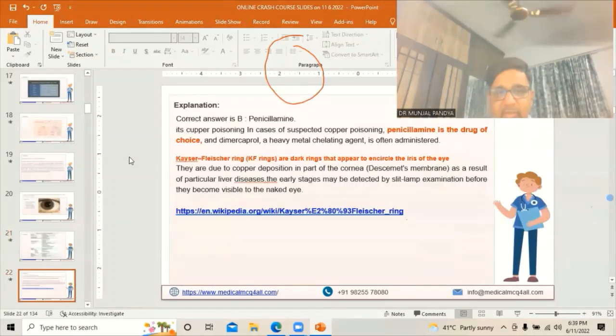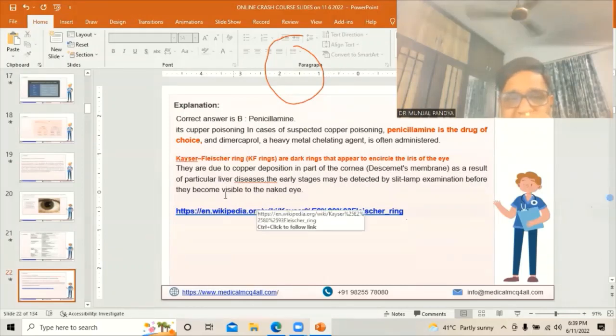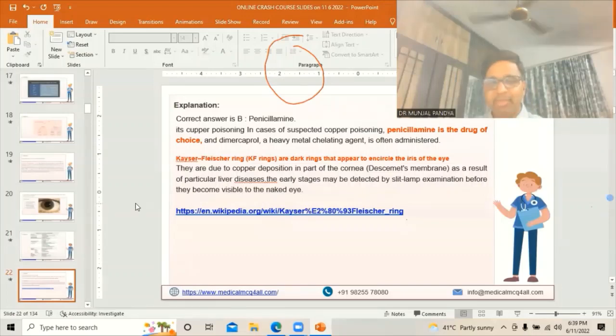Next question. It is a copper poisoning. In case of suspected copper poisoning, penicillamine is the drug of choice, and dimercaprol, a heavy metal chelating agent, is often administered. Kayser-Fleischer rings are dark rings that appear to encircle the iris of the eye, due to copper deposition in the cornea as a result of liver disease. The early stage may be detected by slit lamp examination before it becomes visible to the naked eye. So it's an excellent explanation.